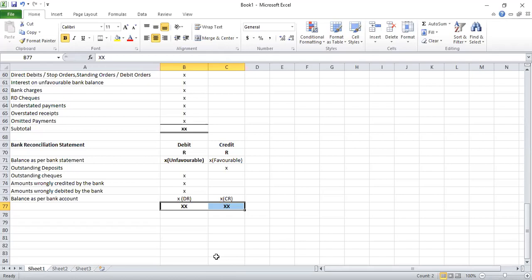Yes. Why do we, on the bank reconciliation, debit the amounts wrongly credited? This one is wrong. Oh, thank you so much. Okay. The wrongly debited amounts should be on the credit side. Thank you so much.